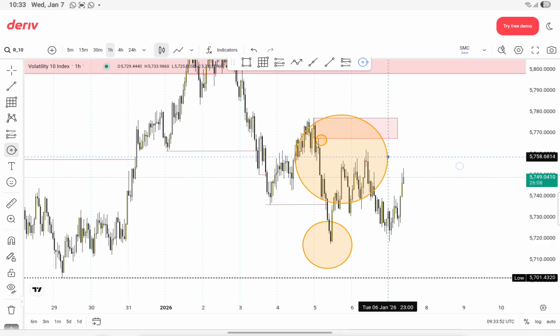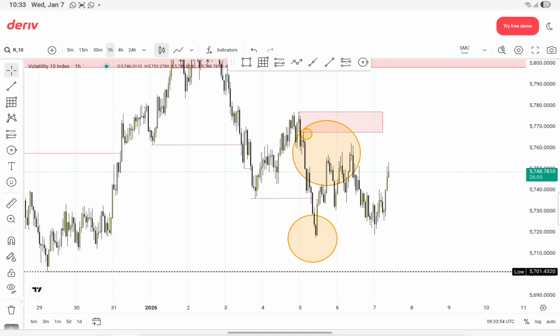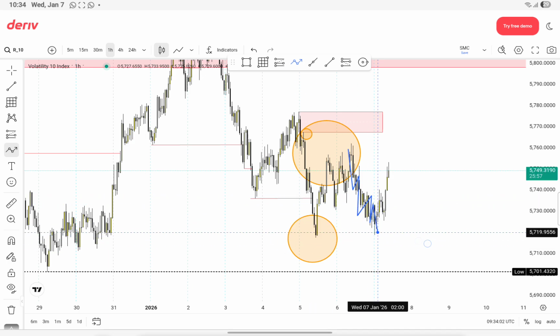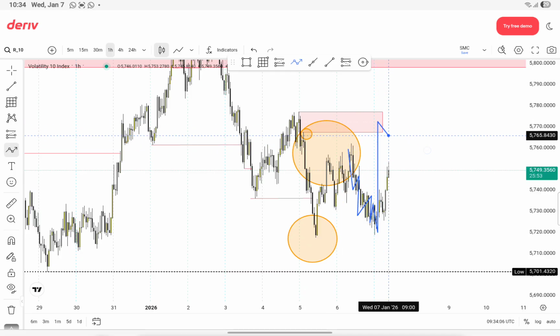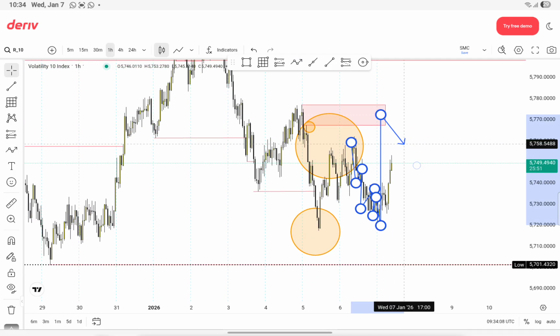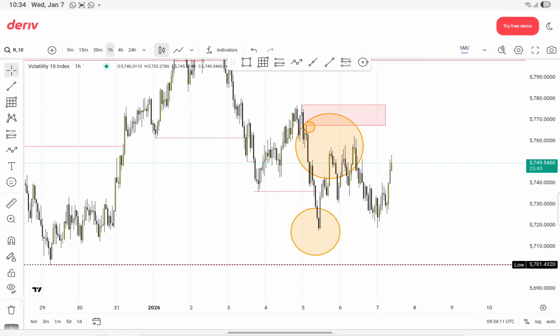Although liquidity was cleared already, look at the way this move was choppy. It was as if the market was forcing to go down, and the market did not even break this low. The market just came to tap it and then moved off. So I'm expecting this high to be broken, maybe something around here, and then start going down, something like that.